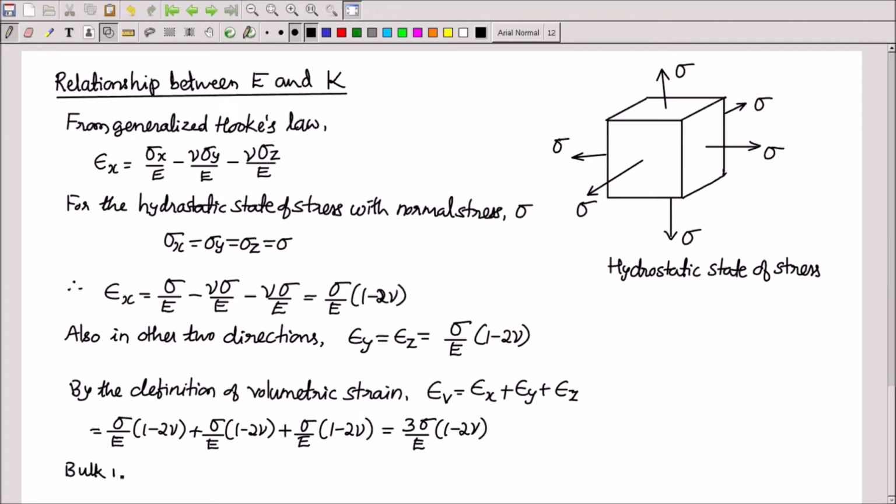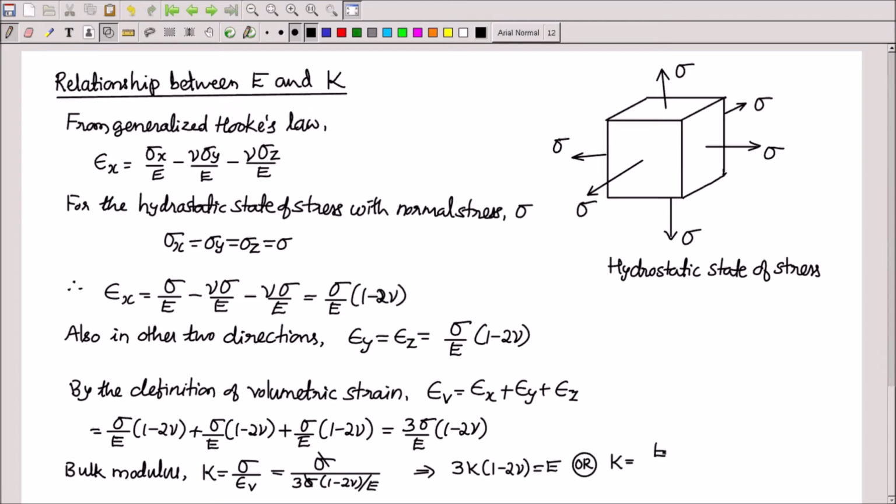But what is volumetric strain in terms of bulk modulus? K is defined as sigma by epsilon V. What is epsilon V here? Sigma I'll write as it is. Epsilon V is 3 sigma by E into 1 minus 2 nu. I'll write it as 3 sigma into 1 minus 2 nu by E. So I can cancel these two terms. And now I got the relationship between K and E. So this will give you 3 times K into 1 minus 2 nu is equal to E, or I can write it as K is equal to E divided by 3 into 1 minus 2 nu. This is a relationship between bulk modulus and Young's modulus.